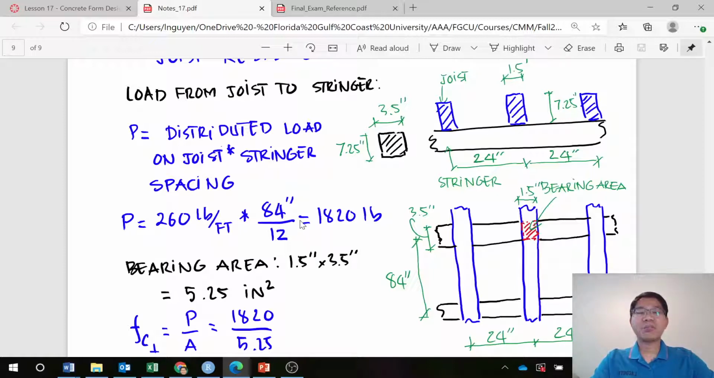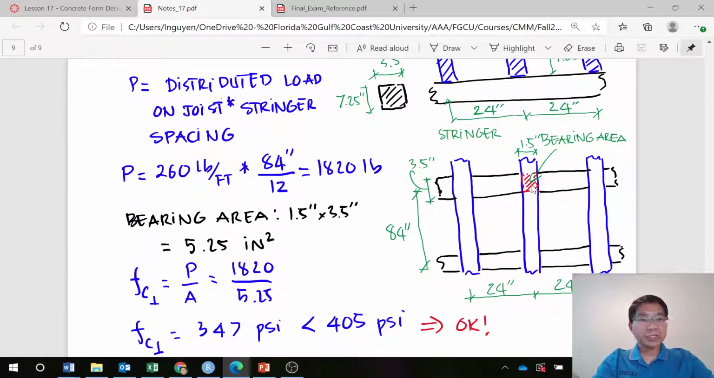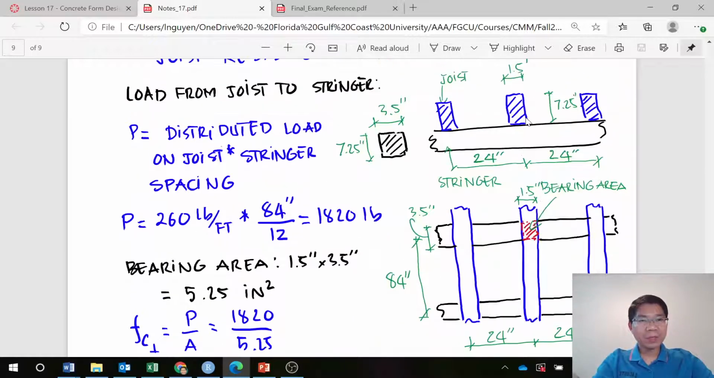That's what we chose. Then we divide by 12, which is a unit conversion. So we have the concentrated load equivalently applied by the joint on the stringer, which is 1820 pounds. The bearing area, as you can see here, equals the width. One side is the width of the joist, and the joist is 2x8, and the actual size is 1.5 inches.